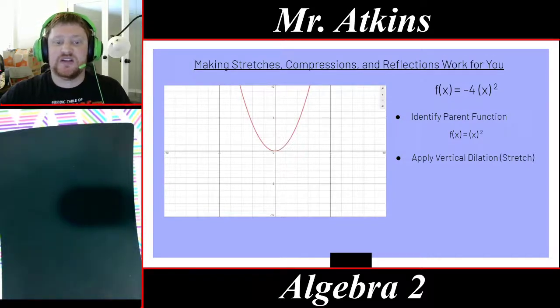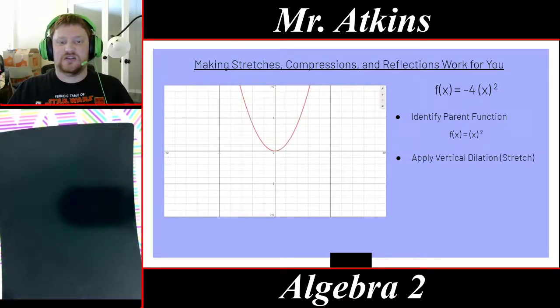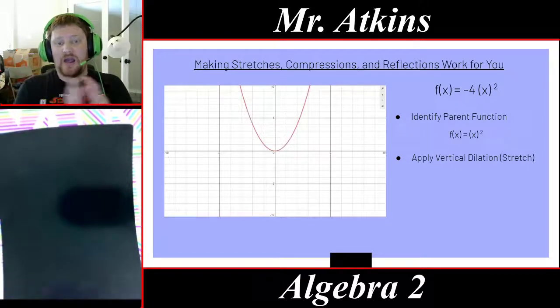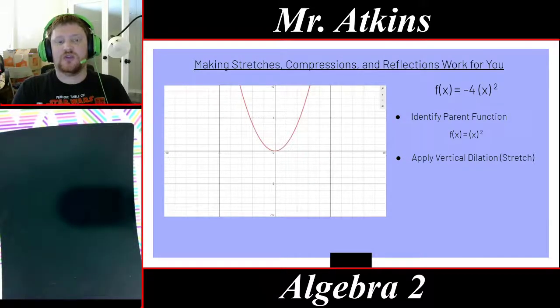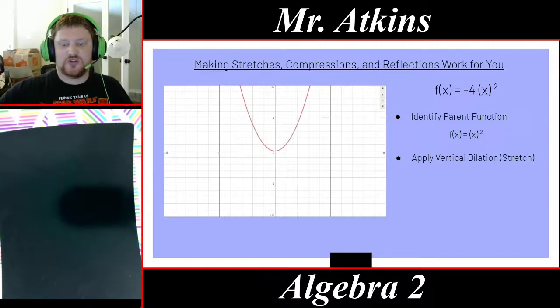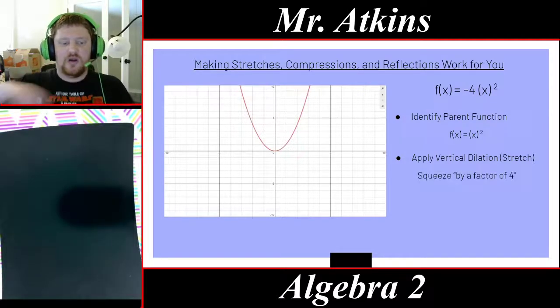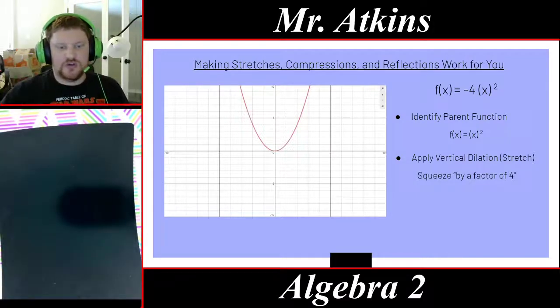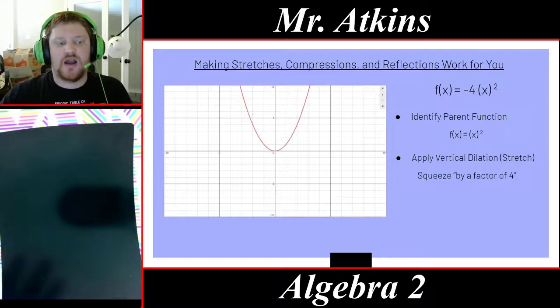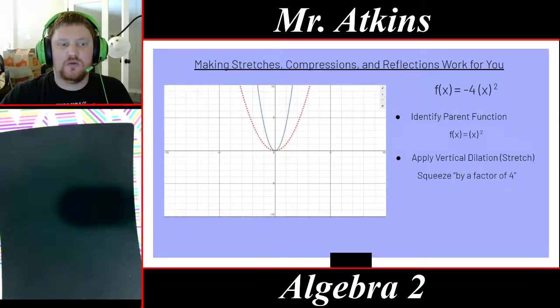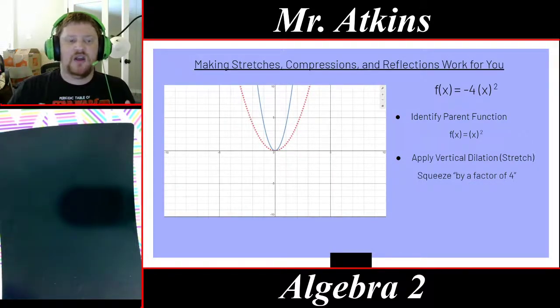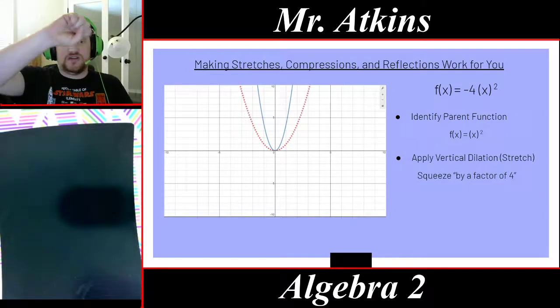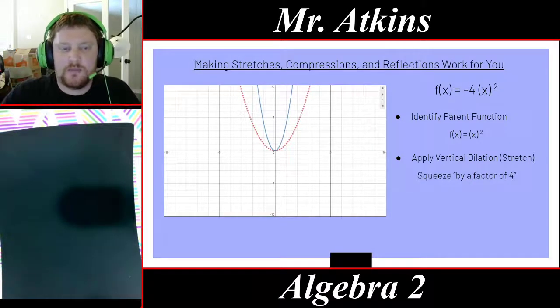And we can see that this is a 4 outside of the parentheses. So because we have our 4 outside, this is going to be a stretch. So we're going to squeeze this graph up by a factor of 4 and just stretch it out. And when we do that, it's going to change the look of our graph from what it is now to this new blue graph. And it just, like I said, squeezes it and stretches it straight up.